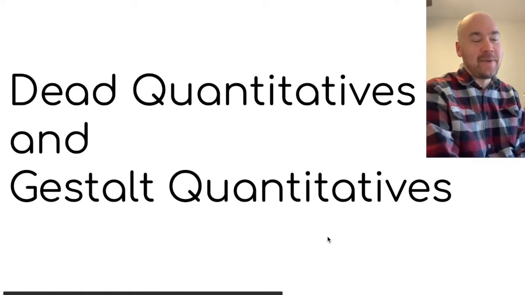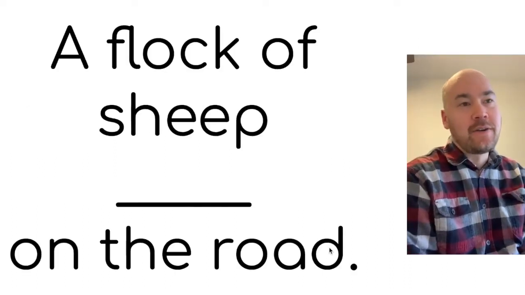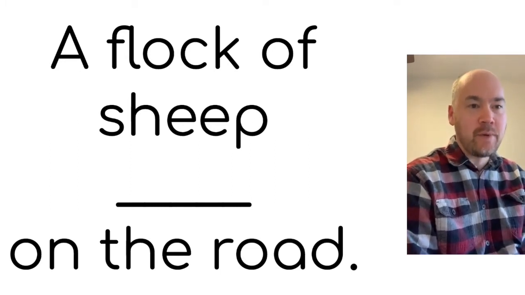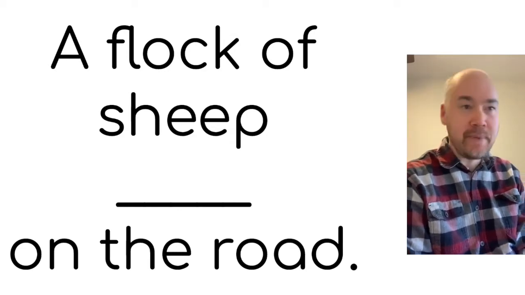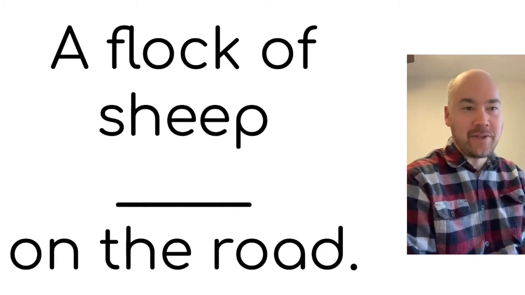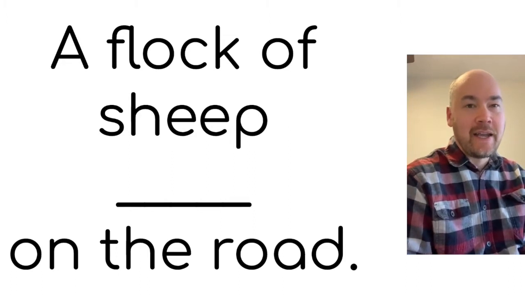So let me explain first, by way of some questions, what I'm talking about. A flock of sheep blank on the road. Please insert a be verb into the blank. Be verb meaning be, is, am, are, was, were, or been. Mostly I'm interested in whether you choose is or are. Okay, you have an answer?